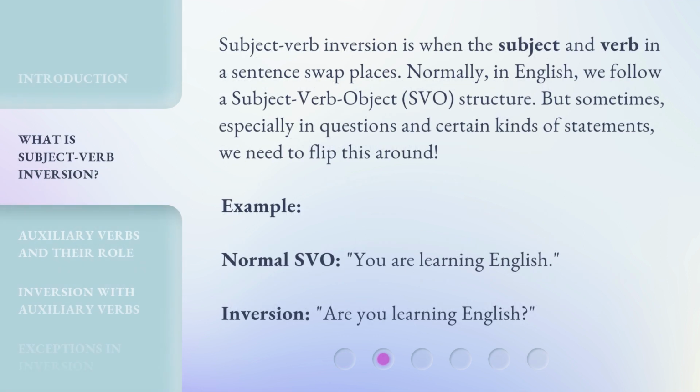Subject-verb inversion is when the subject and verb in a sentence swap places. Normally, in English, we follow a subject-verb-object (SVO) structure. But sometimes, especially in questions and certain kinds of statements, we need to flip this around. Example: normal SVO, you are learning English. Inversion, are you learning English?